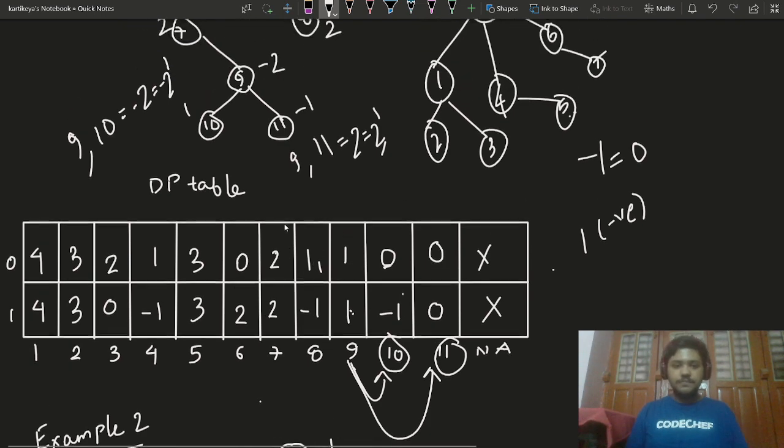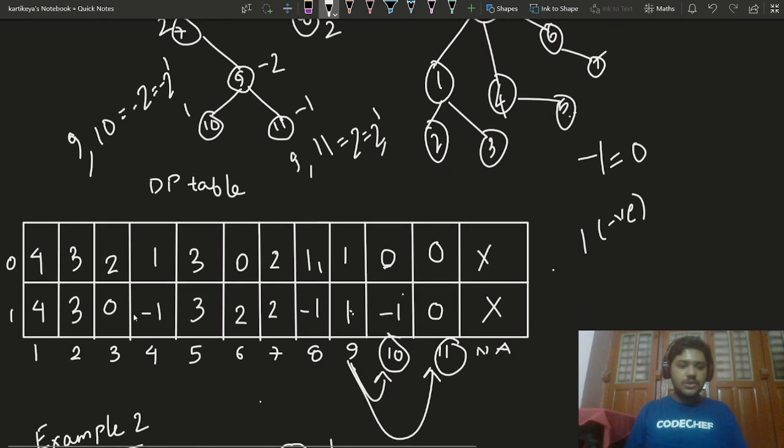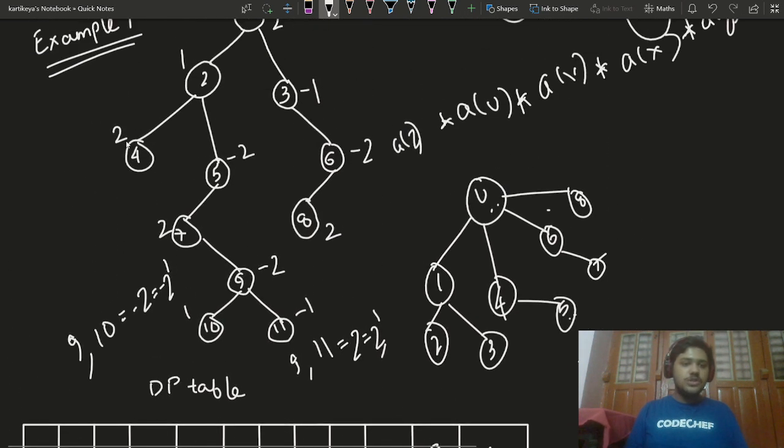Now let's come on to 4. So here is 4. 4 is also similar to that of 8.